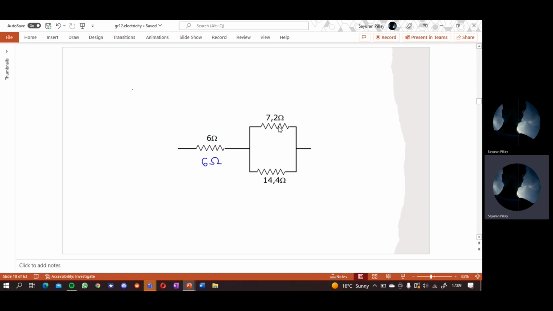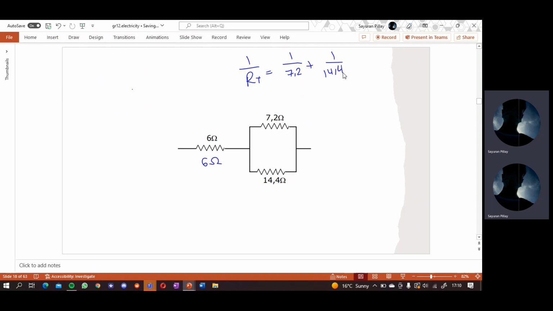That split branch means that this branch is in parallel, right? And how do we add resistance in a parallel circuit? So 1 over R total is going to equal 1 over the 7.2 ohms plus 1 over the 14.4 ohms, right? And if you're going to work this out algebraically, I like using to the negative 1 instead of 1 over. I think it just looks easier to write. So it's going to be 1 over 7.2 plus 1 over 14.4, all to the minus 1, and that's RT.